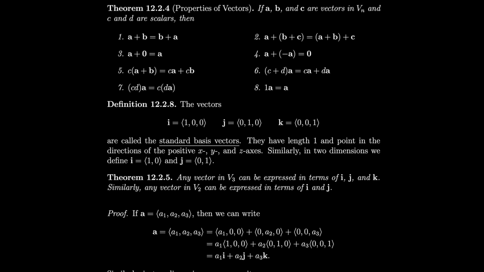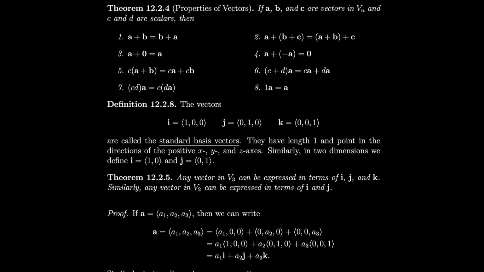We also have distribution for scalars. c times a plus b is ca plus cb. We have distribution even when the scalars are inside the parentheses, so those can come out. So we have two different distributive laws. We also have another associative law over scalar multiplication, and we have another identity for multiplication.